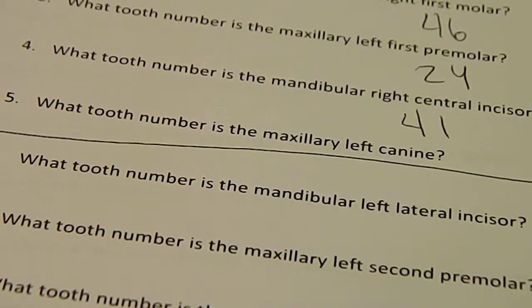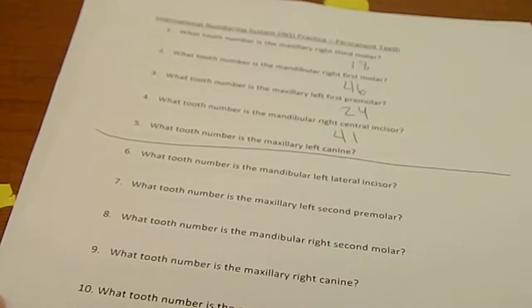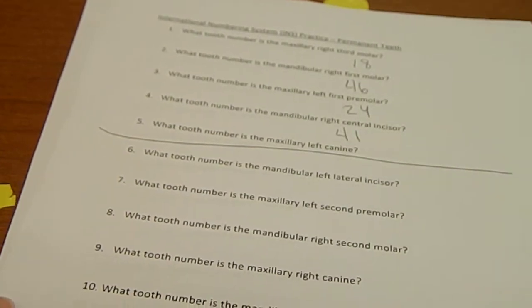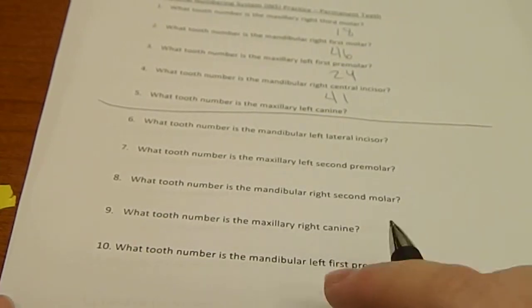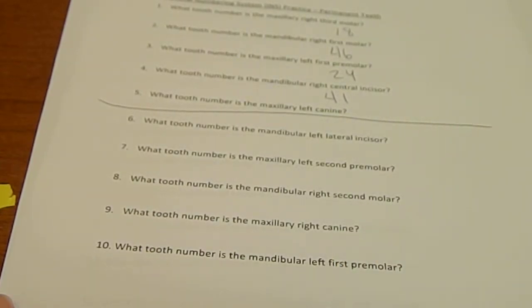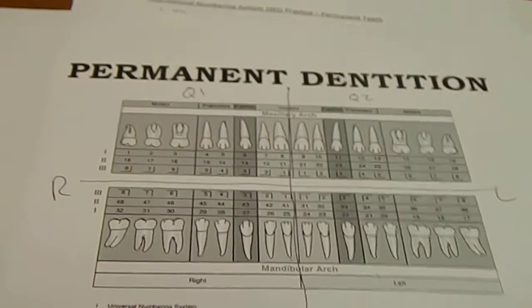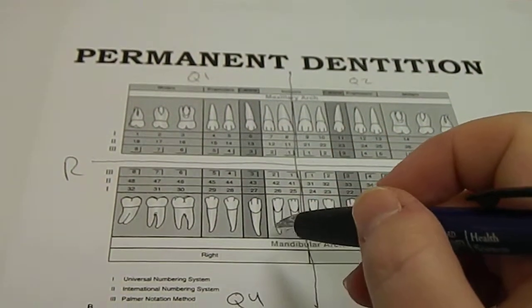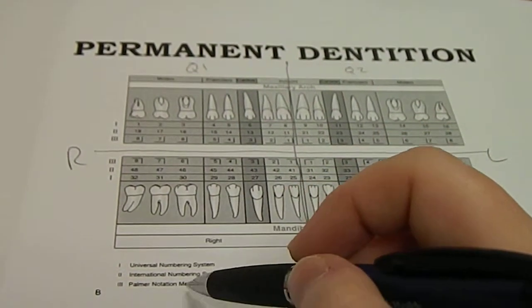I'm going to briefly talk to you now about the Palmar notation. This is very, very similar to the International Numbering System, except that instead of using a quadrant number, we're going to use angles, right angles. So with the second portion of this worksheet, I'd like to show you Palmar notation. This is line 3 on your dentition diagram here, Palmar notation.